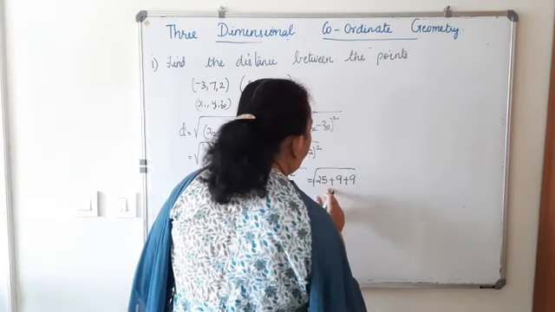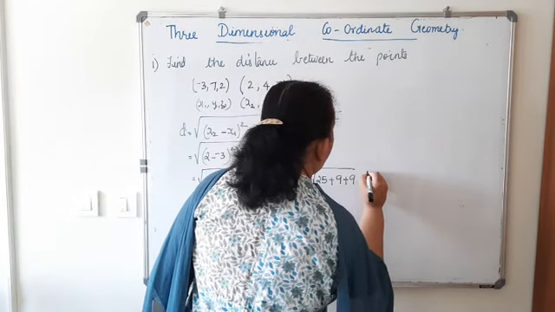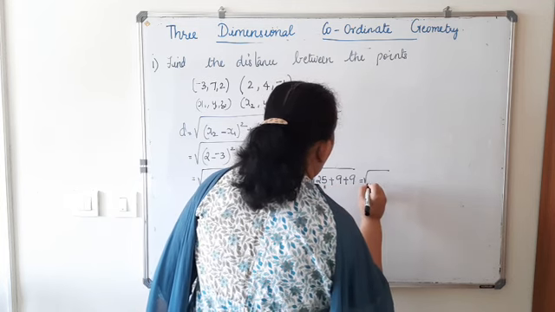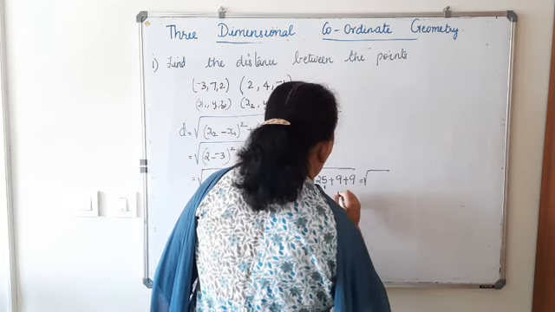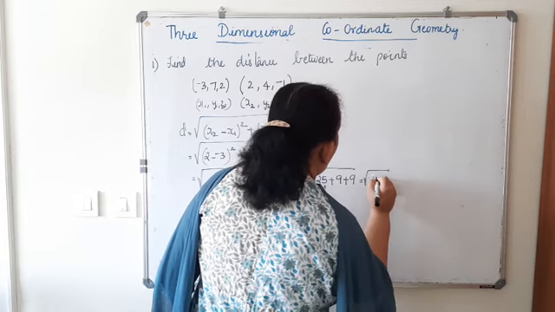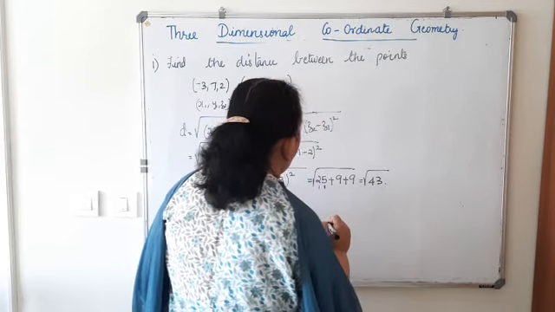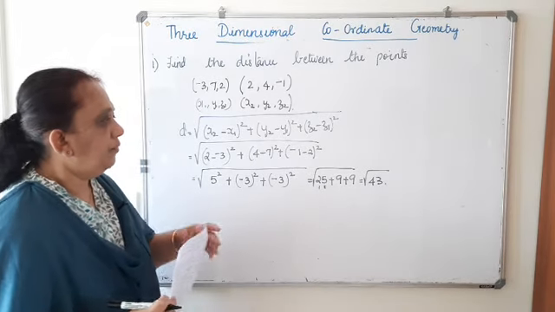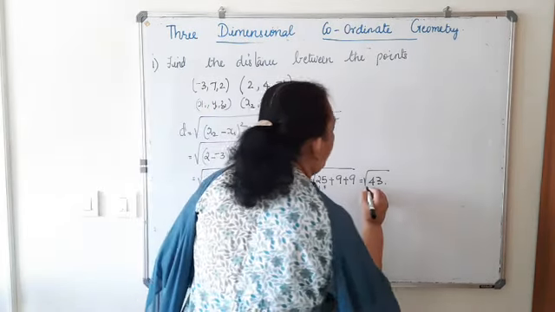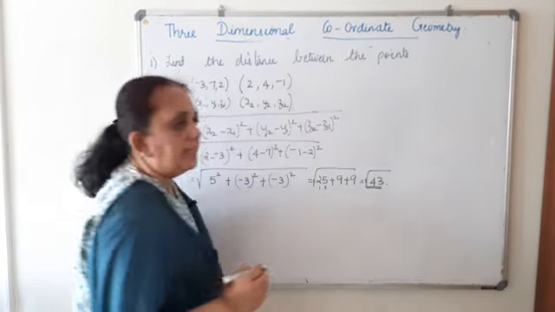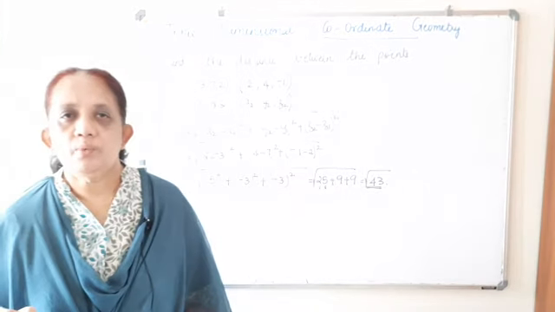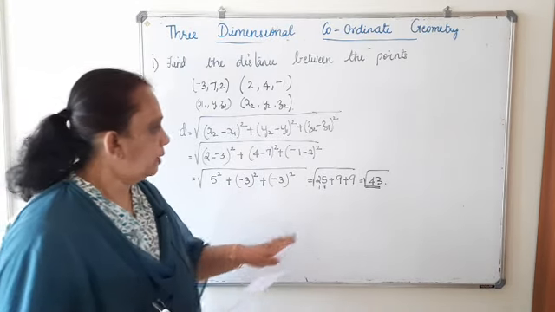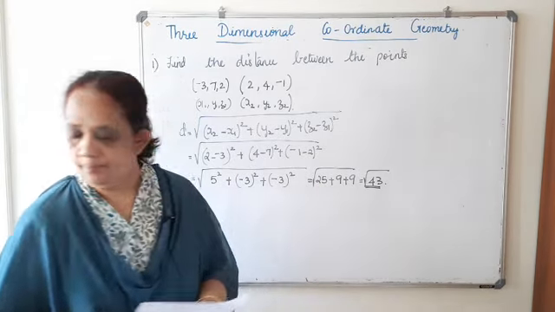So it is equal to root of 43. This is how you find the distance between two points: root of (x2 minus x1) the whole square plus (y2 minus y1) the whole square plus (z2 minus z1) the whole square. Now, next question.